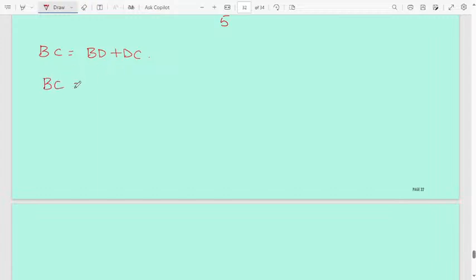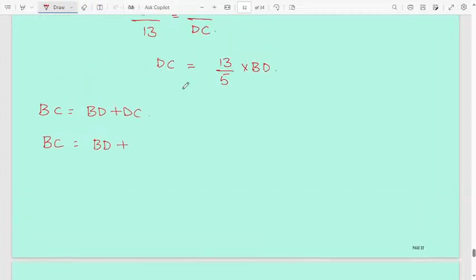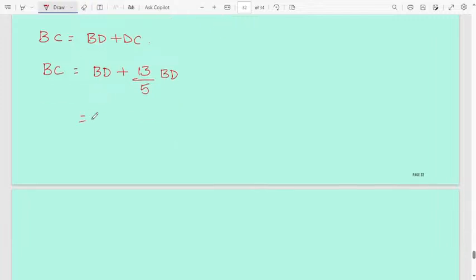BC write as it is, BD write as it is. This BD value we got here, DC value we got here, 13 by 5 into BD. Then you can take BD as common. Then 1 plus 13 by 5, then BD, take LCM, 5 plus 13, it will be 18 by 5. This is BC value.